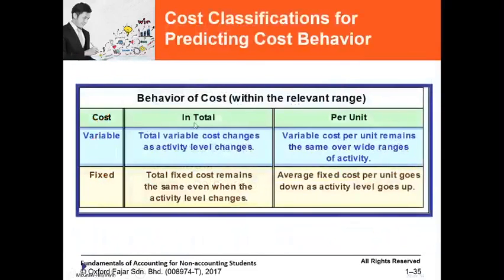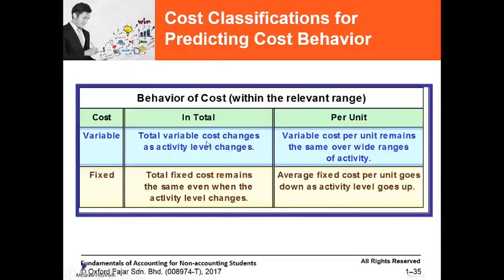Okay, so this is the summary of it in total and per unit. Total variable cost changes as activity level changes. The higher the activity level, the higher the total variable cost would be. The total fixed cost remains the same even when the activity level changes, but within the relevant range. Variable cost per unit remains constant for a wide range of activity, and the average fixed cost goes down as activity level goes up.